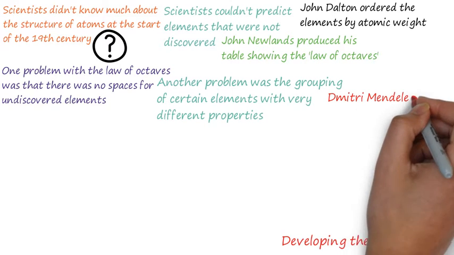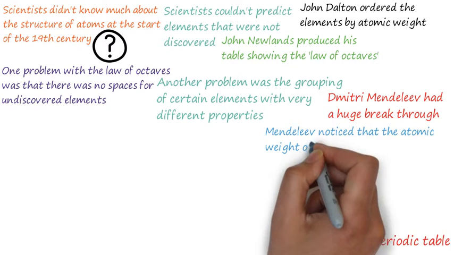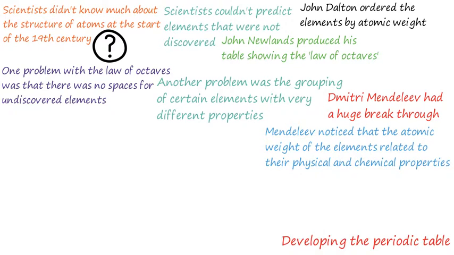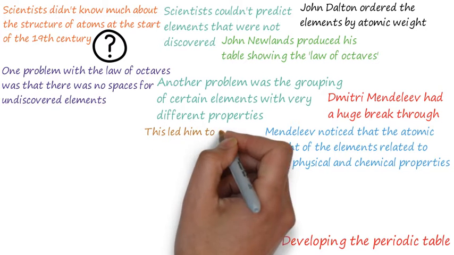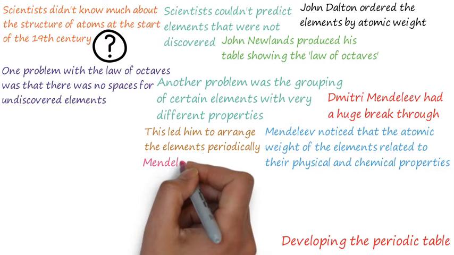The real breakthrough came in 1869 by Dmitri Mendeleev. When Mendeleev produced his table, around 50 elements had been discovered. Again, he ordered the elements by atomic weight, but he noticed that the atomic weight of the elements related to their physical and chemical properties. This led him to arrange the elements periodically, with repeating patterns of chemical properties in vertical groups.